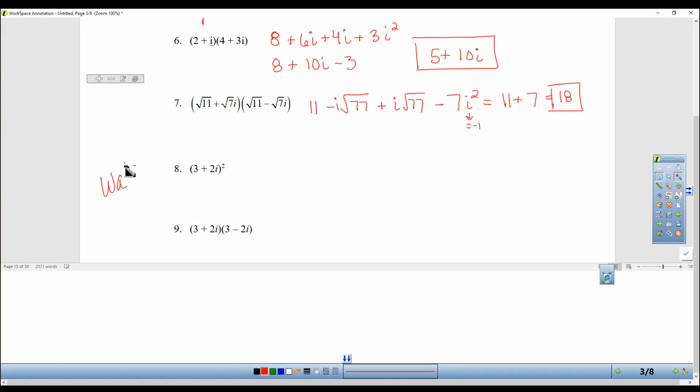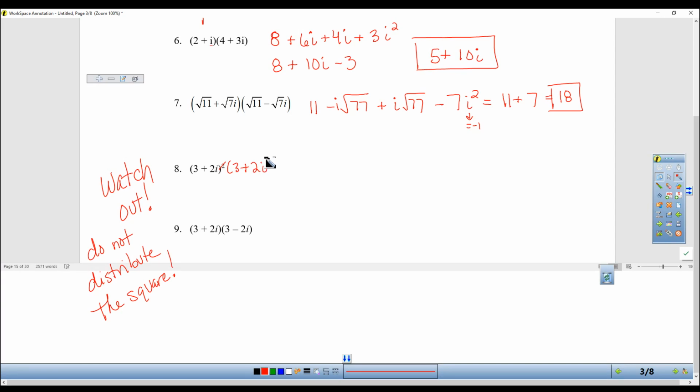You better watch out on this one. A lot of people distribute the square. Do not distribute the square. It is the number one mistake in this section. Make sure that instead you write it out.